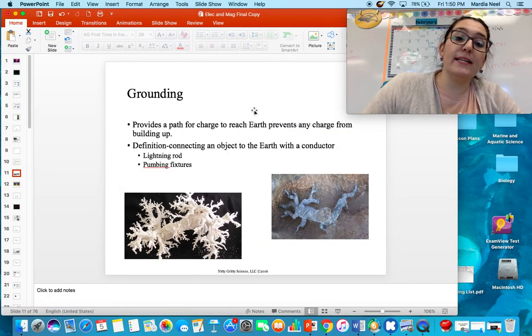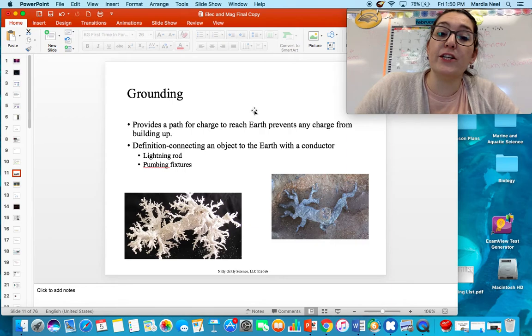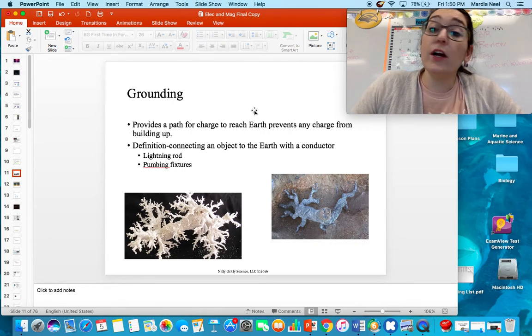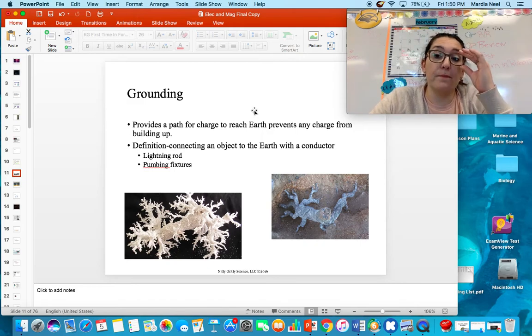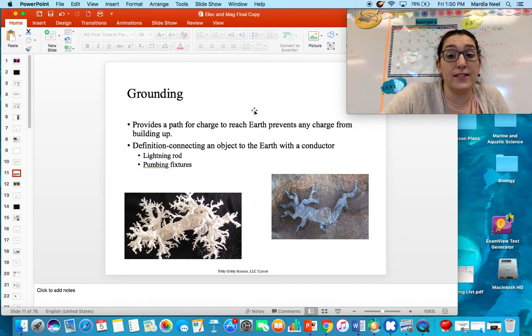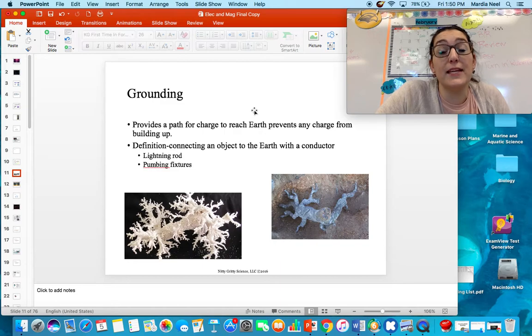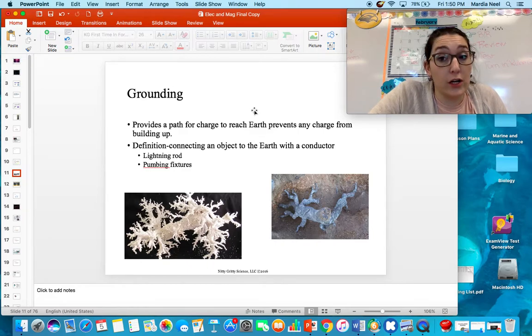And grounding is a path for those charges to reach the earth. So on Earth, I just said that you could also be negatively and positively charged. Lightning is going to travel the path of least resistance. It's going to rip electrons from the easiest place it can rip them from first. So it's going to pick things that are closer to the sky. It's going to pick things that are more charged than others and things that are better conductors than others.